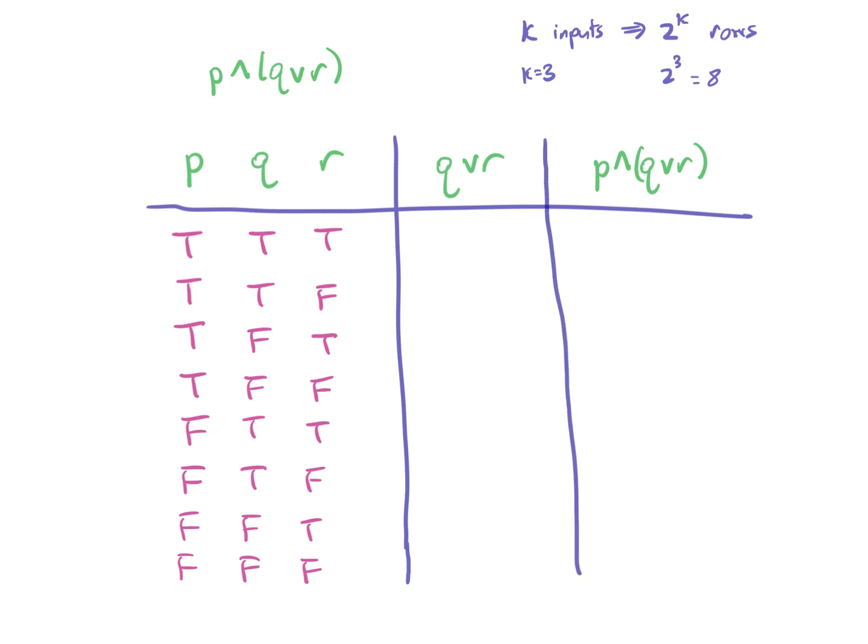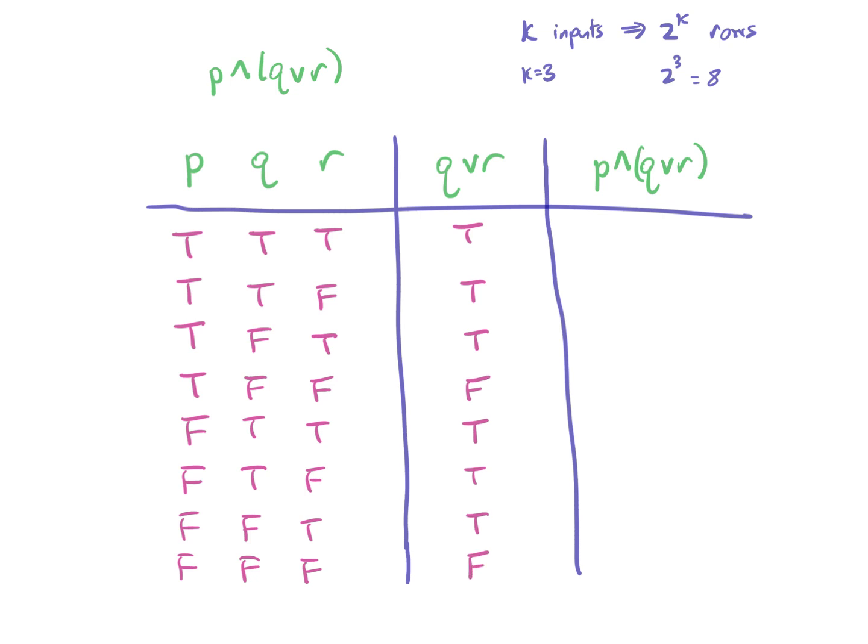So the first thing to not get confused by is when I compute Q or R, P is not involved in that. And so I am going to ignore the P column. I'm just going to look at Q or R. Q or R is true if there are any trues between Q or R. So true, true gives me a true, true, false gives me a true. Here's another one. In this row, both Q and R are false. That means I'm going to have a false. Here's another true, here's another true, here's another true, and here's a false.